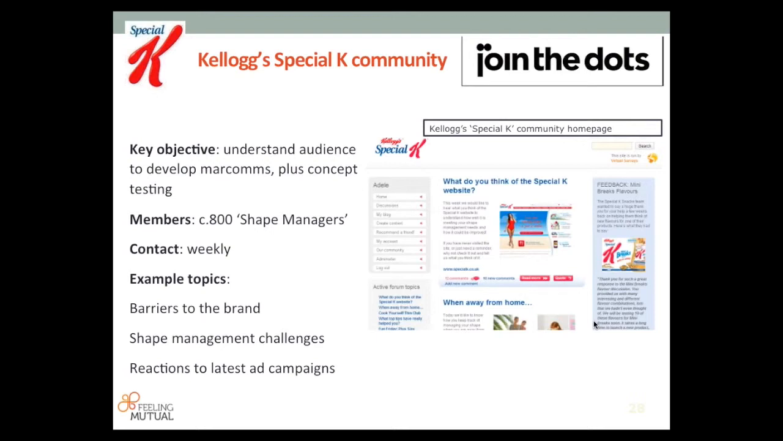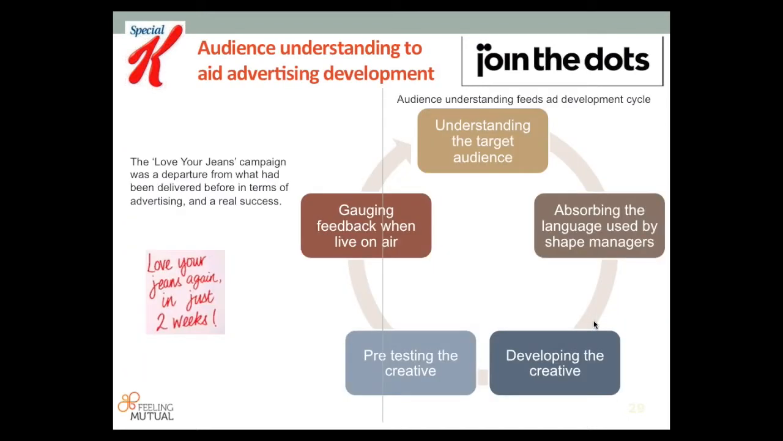Another example, courtesy of Join the Dots, is a case study for Special K. Their objective was to understand the audience to help inform their communications and some concept testing. They had 800 people in there who are actively managing their shape, weekly contact, looking at things like barriers to the brand, all the traditional stuff you'd look at in face-to-face. You can see the interface there on the right. There are different conversations, different topics, and it's generally a place for people to chat.